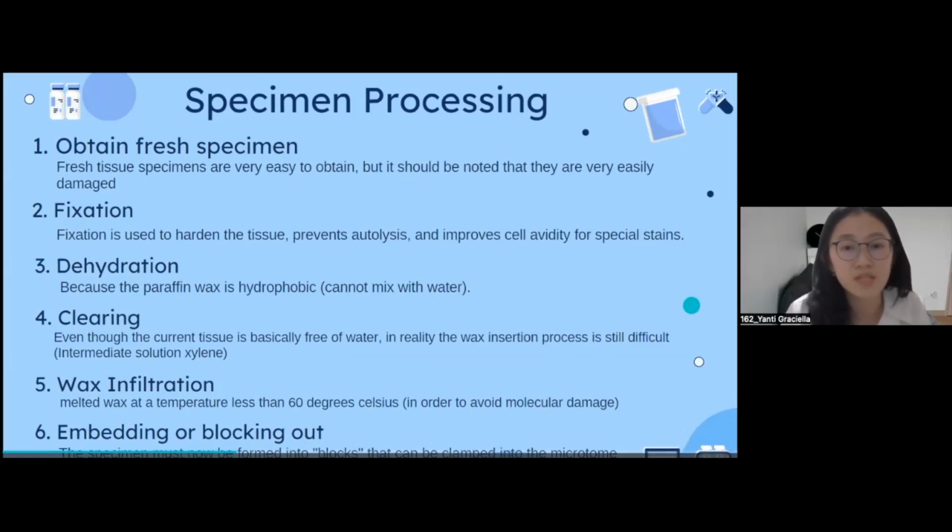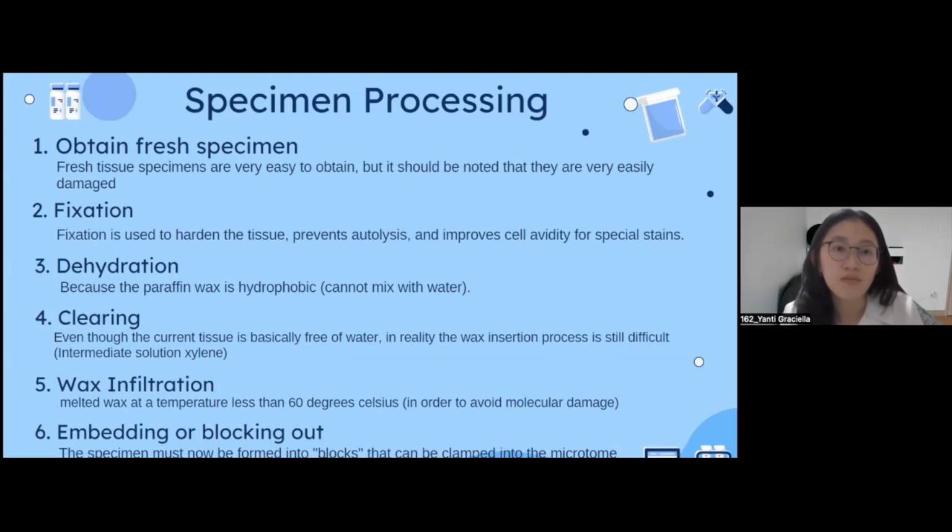I will explain the specimen processing. First, obtain the fresh specimen. Fresh tissue specimens are easy to obtain, but it should be noted that they are very easy to damage. Two, fixation. Fixation is used to harden the tissue, prevent autolysis, and improve cell avidity for special stains. Three, dehydration. Dehydration is done because paraffin is wax. Paraffin wax is hydrophobic. That means it cannot mix with water.